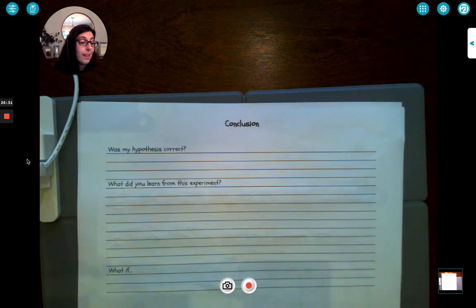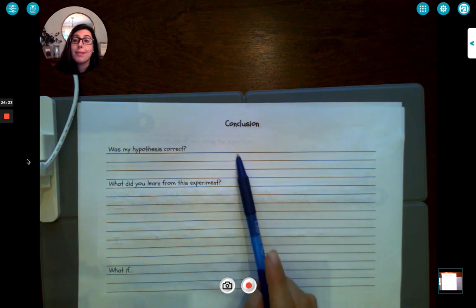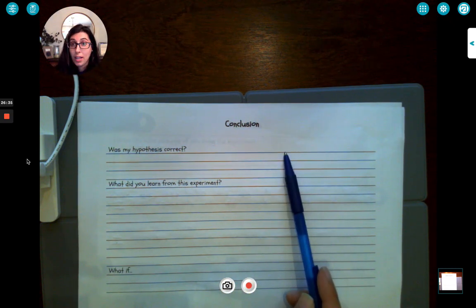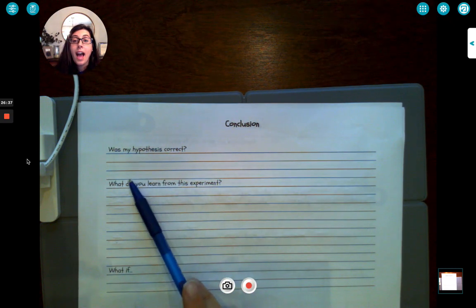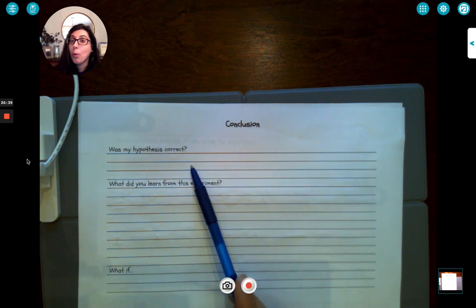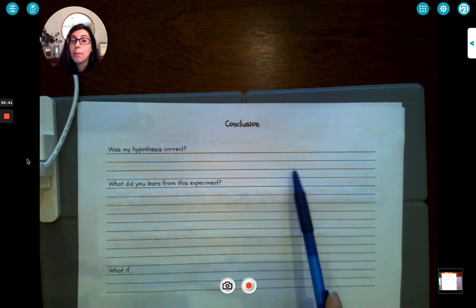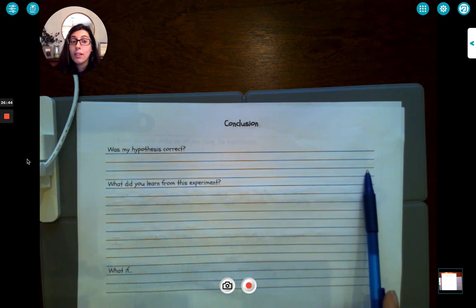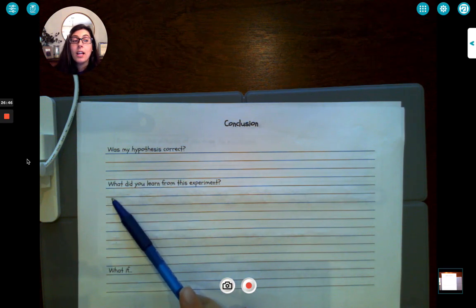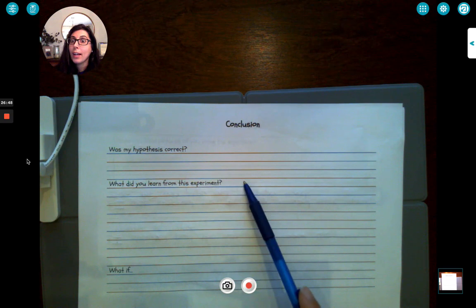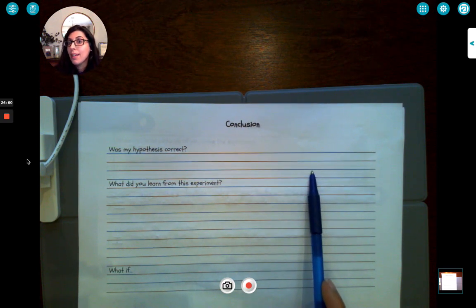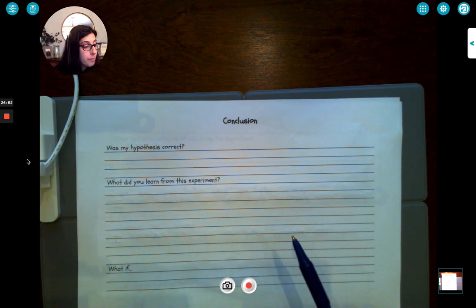So I would say my hypothesis was not correct, period. I thought that the paper towel would be most absorbent, period. However, comma, the sponge was in fact most absorbent, period. That might be what I would write.